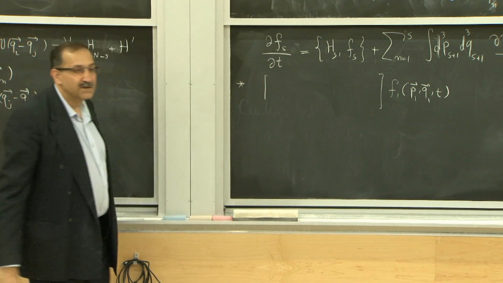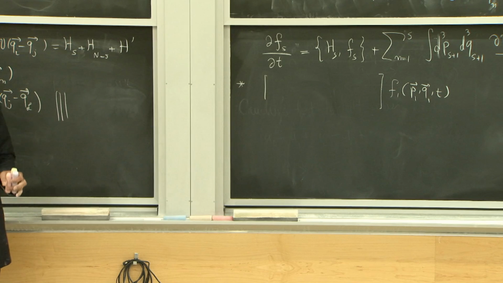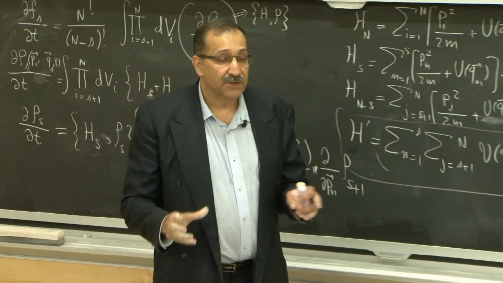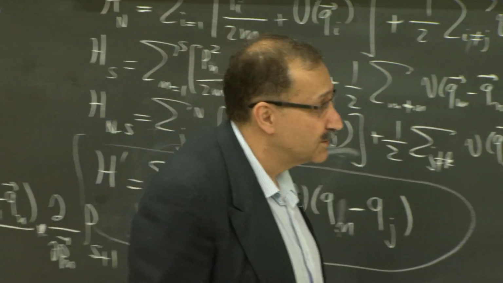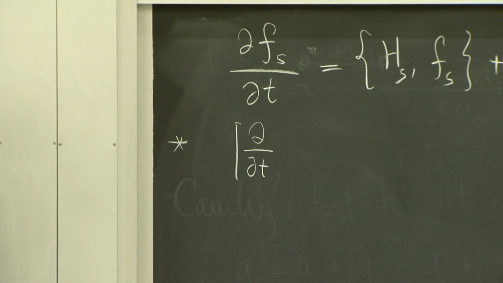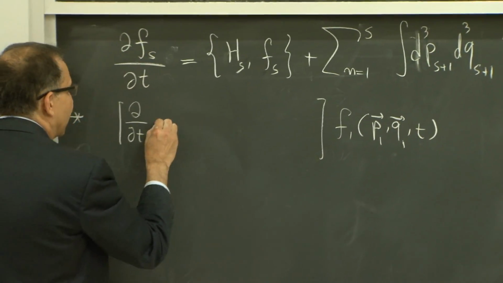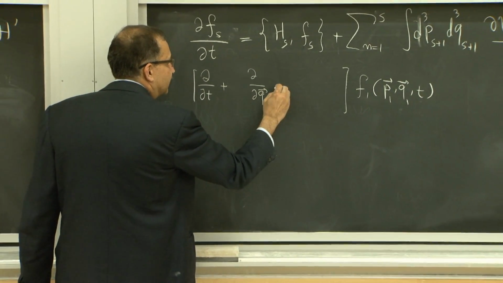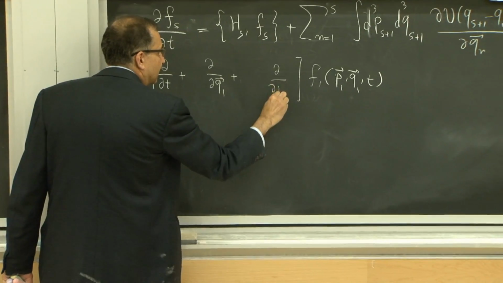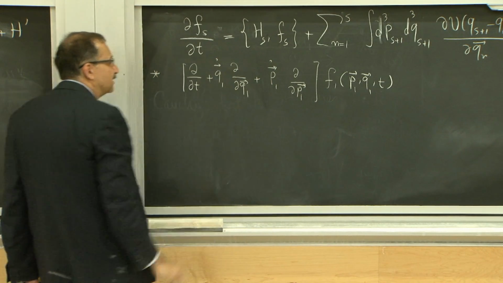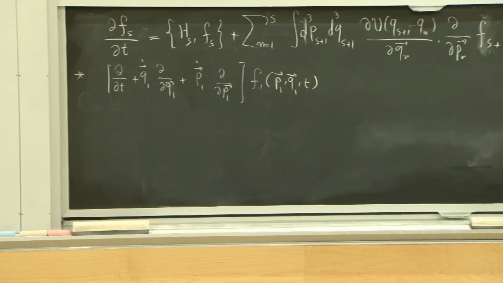And essentially, what Liouville's theorem says is that as you move along the trajectory, the total derivative is 0 because the expansion of the flows is incompressible. So what does that mean? It means that d by dt, which is this argument, plus q1 dot times d by dq1, plus p1 dot d by dp1. So here I should write p1 dot and q1 dot is, in the absence of everything else, 0.